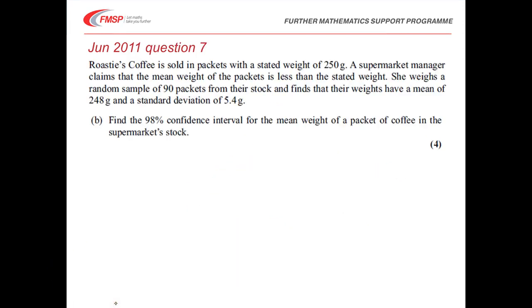Okay, so moving on to another question, June 2011, question 7. Now I'm only looking at parts B and C here in this particular one. Roastie's coffee is sold in packets with a stated weight of 250 grams. A supermarket manager claims that the mean weight of the packs is less than the stated weight. She weighs a random sample of 90 packets from their stock and finds that their weights have a mean of 248 and a standard deviation of 5.4. Okay, so we are asked again to form a 98% confidence interval for this.